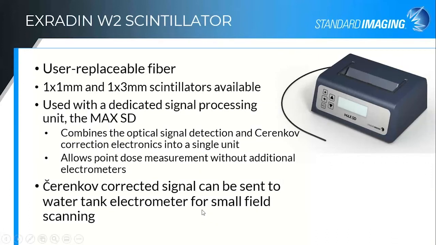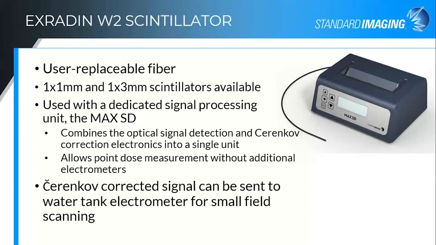With the W2, our second generation device, we did make a dedicated electrometer that has both the optics detection and the signal processing electronics. It's called the MaxSD, for scintillation detector. It has a user replaceable fiber, so you can use either the 1x1 or the 1x3 with the MaxSD. It's just a standard optical plug at the back of the device.